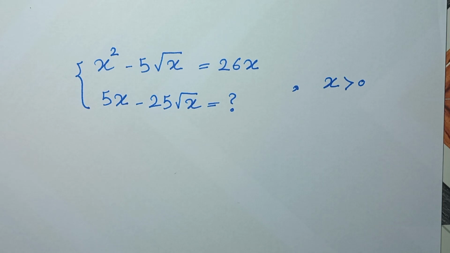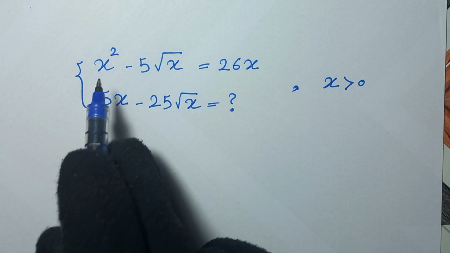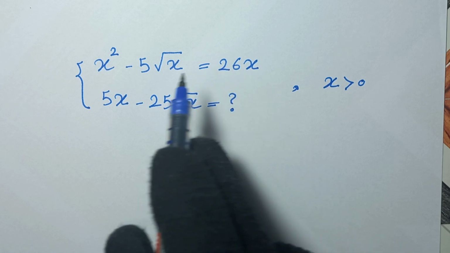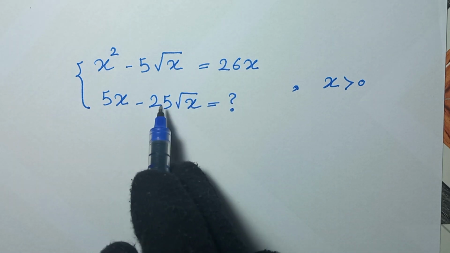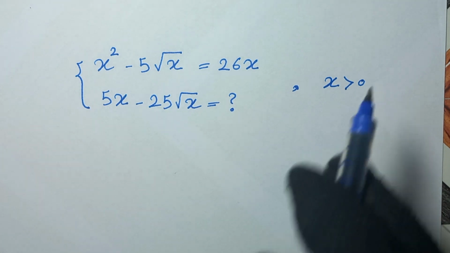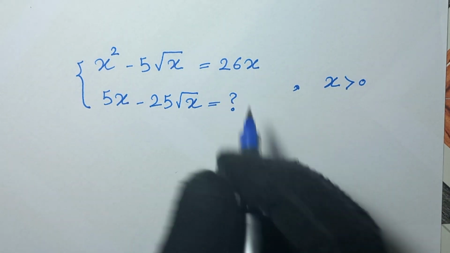Hello my friends, you're welcome to solve this math problem: x squared minus 5 square root of x is equal to 26x. Find the value of 5x minus 25 square root of x, where x is greater than 0.